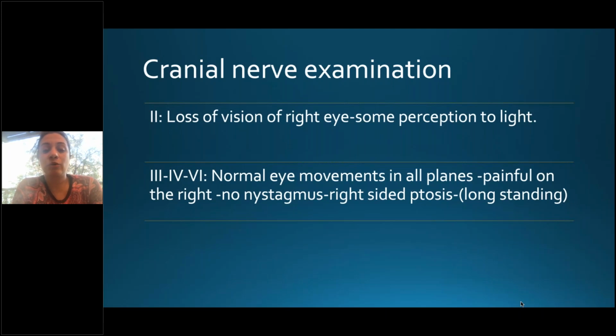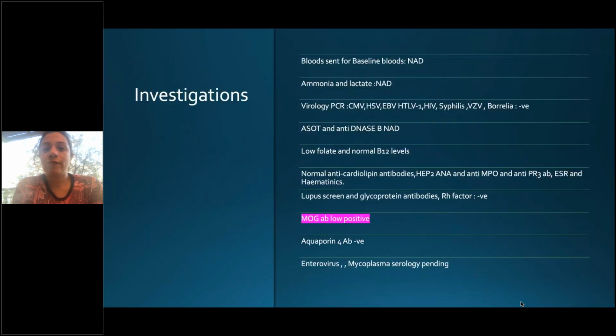And when testing her 3rd, 4th and 6th cranial nerves controlling her eye movements, she did have normal eye movements, no nystagmus, but she was complaining that it was painful. And she had a right-sided ptosis, but apparently that was long-standing, and we saw previous pictures of her where she had this right-sided ptosis basically since birth. So we sent a lot of investigations, her baseline bloods, some basal metabolic testing that were all normal.